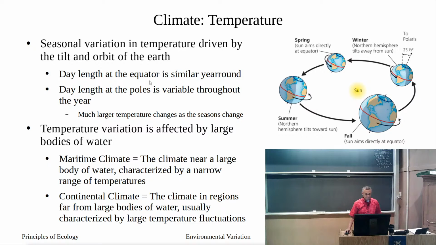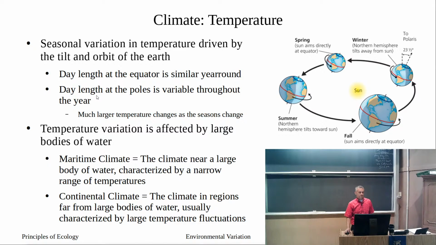So day length at the equator is similar year-round. Day length at the poles is going to be highly variable. Again, it's the range that we're talking about. The range of temperatures is going to be much bigger at the poles than at the equator, and organisms have to deal with that range.